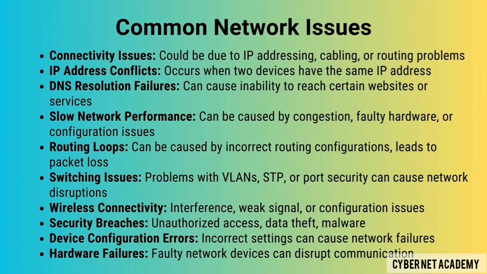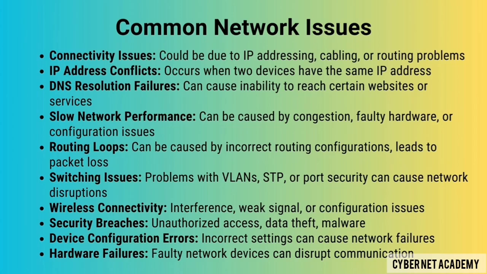Network administrators frequently encounter a range of common issues. Connectivity problems often stem from IP addressing errors, cabling issues, or routing misconfigurations. IP address conflicts, where two devices are assigned the same IP, can cause intermittent connectivity problems. DNS resolution failures can prevent access to websites or services, even when the underlying network is functional. Slow network performance might be caused by network congestion, faulty hardware, or misconfigured quality of service (QoS) settings.